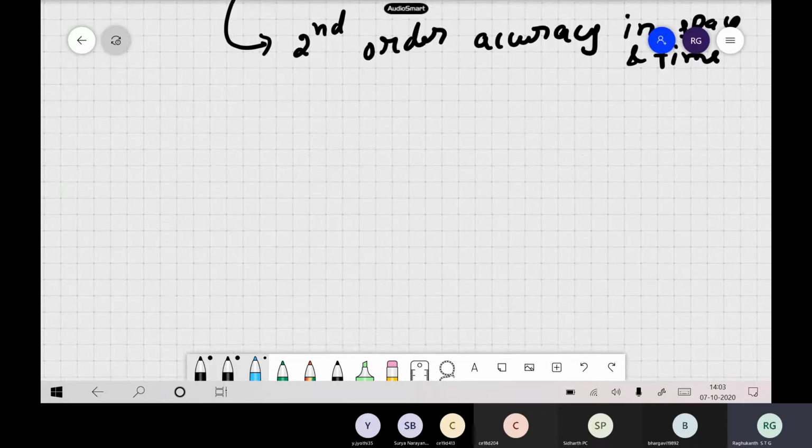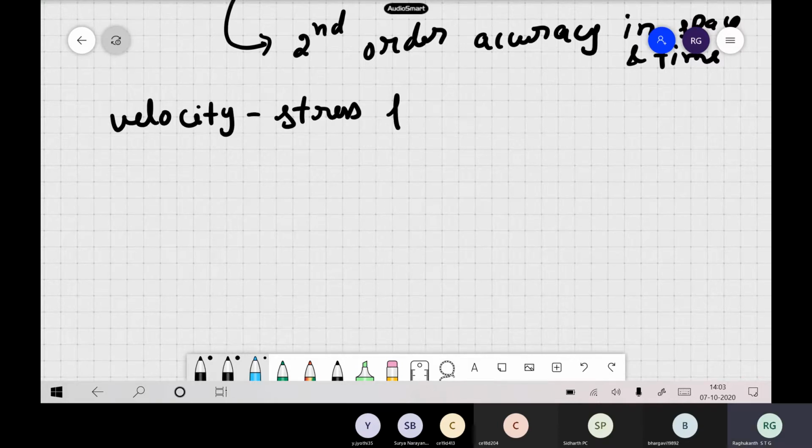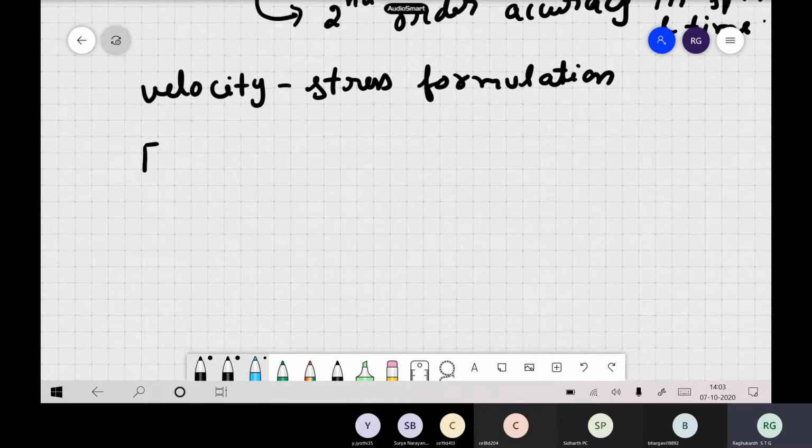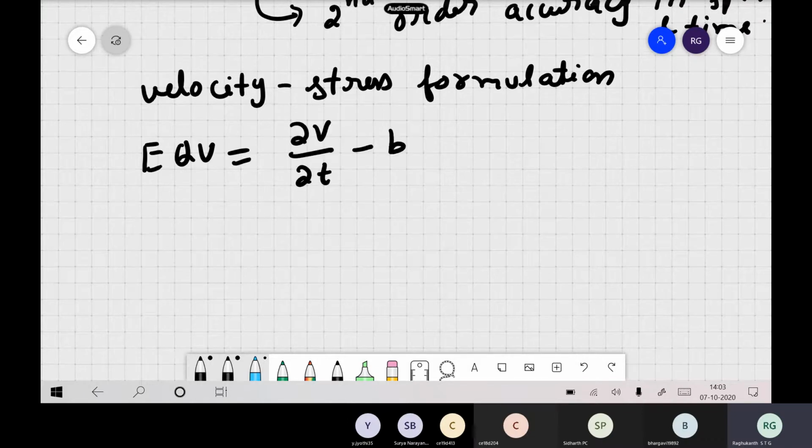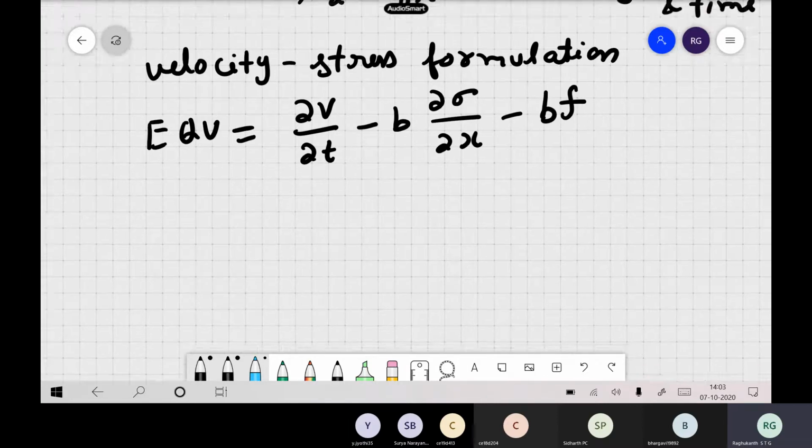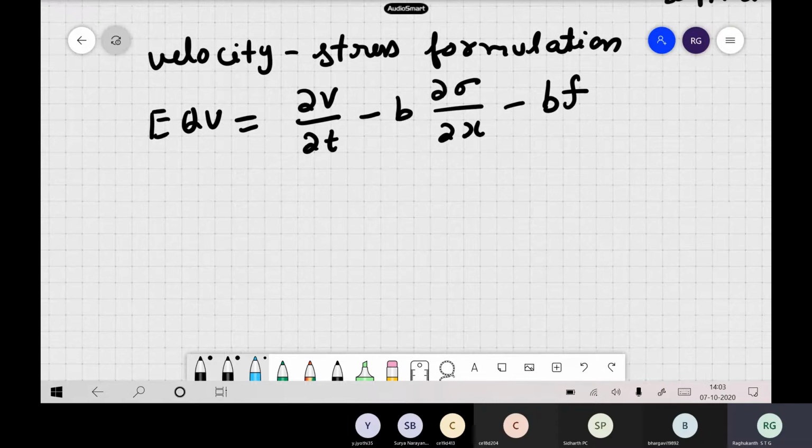For example, if you see this velocity-stress formulation, the equations are like this. That is one equation for V. The first one is ∂v/∂t − b ∂σ/∂x − f = 0, if you consider the body force also, so this f will come into the picture, and of course this is equal to 0.